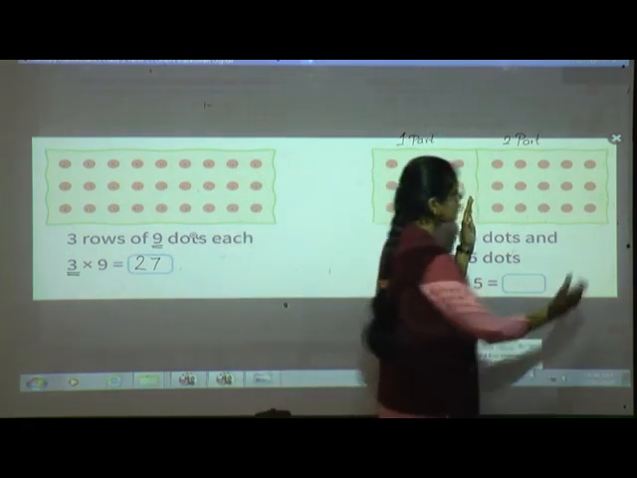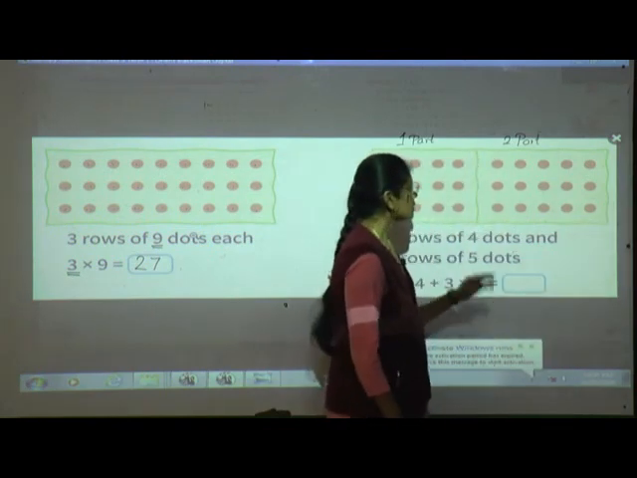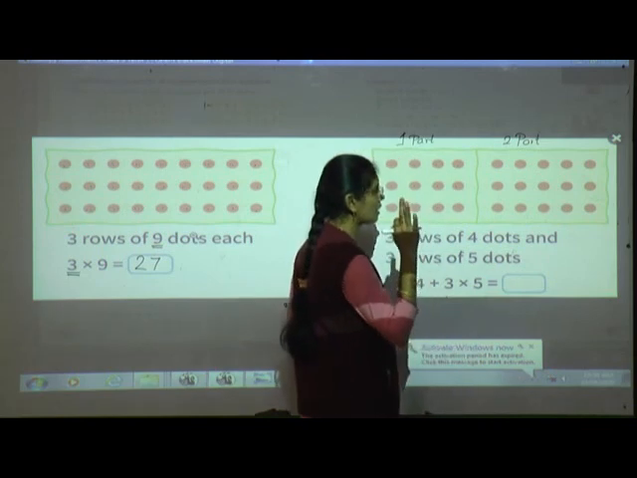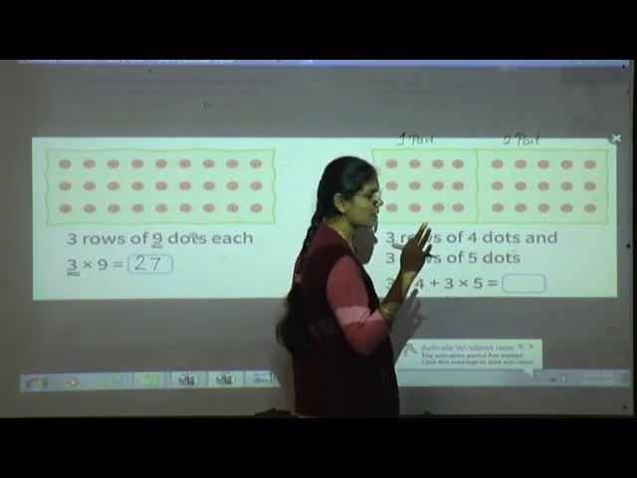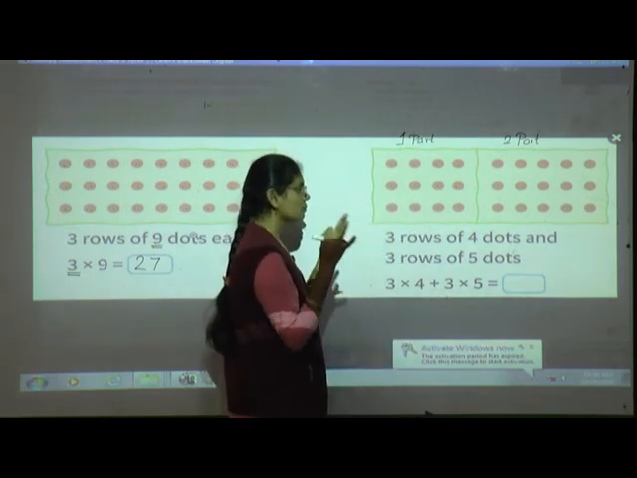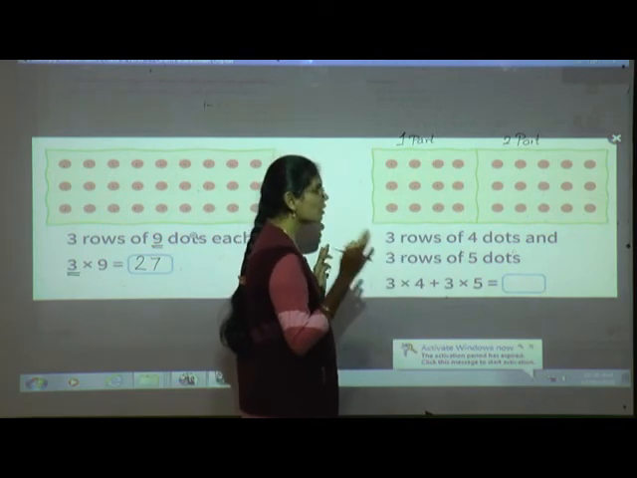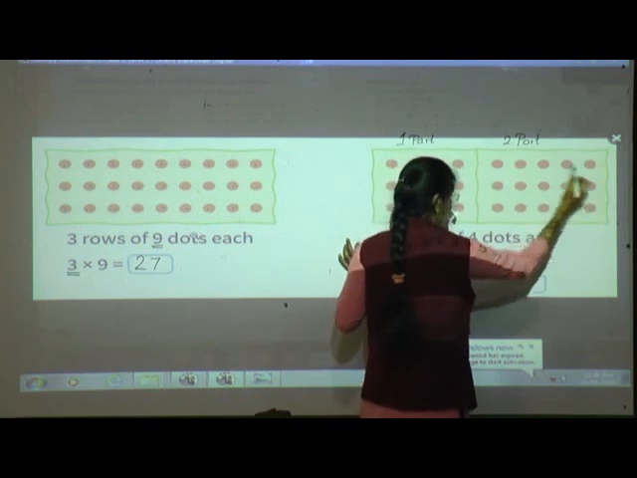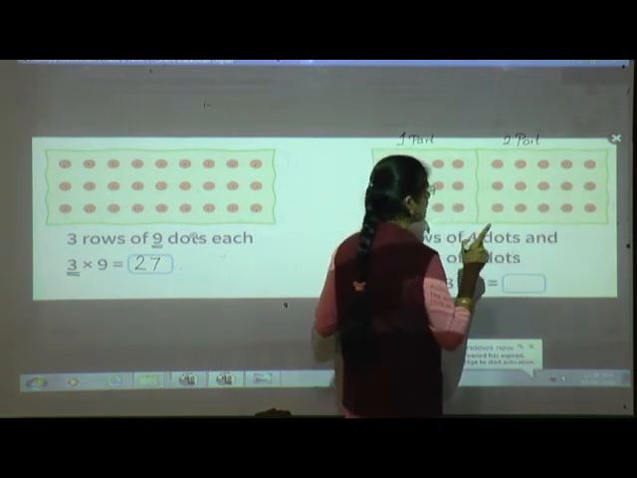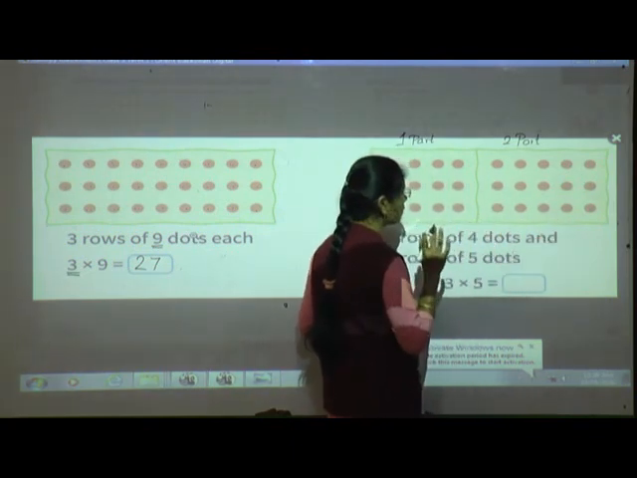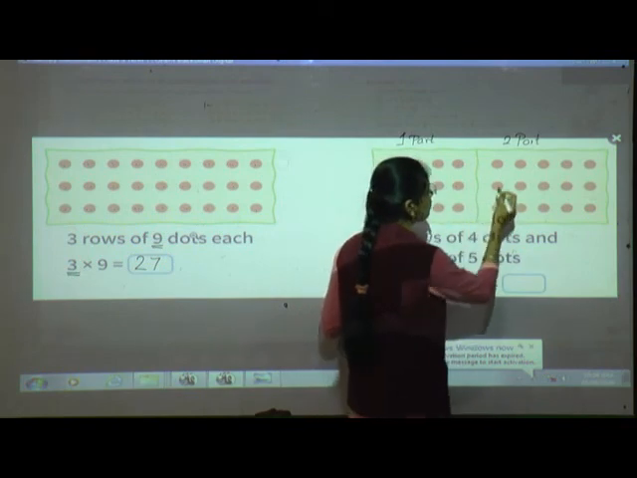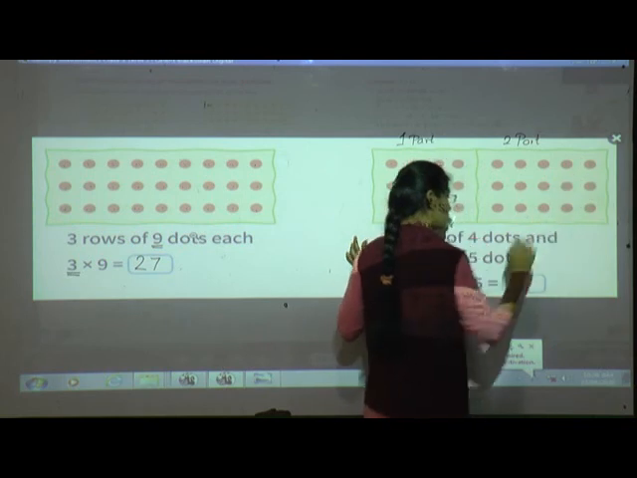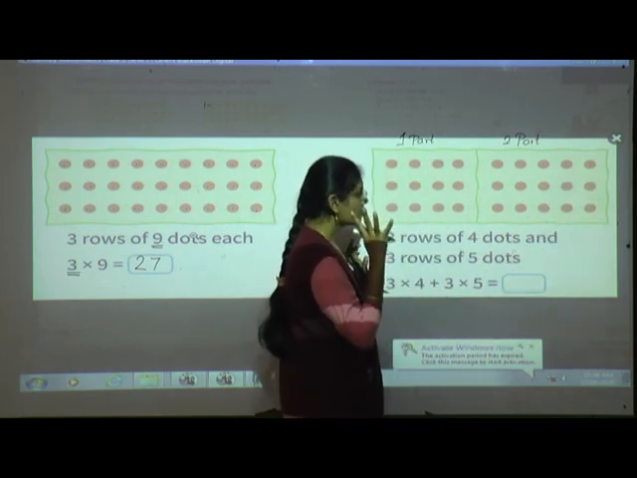Now we'll see the second part. How many rows can you see here? Yes, there are 3 rows. In the second part also there are 3 rows. Now we will count how many dots are there in each row. Now see the first row. The textbook is there in front of you, so you have to count how many dots are there. 1, 2, 3, 4, 5. In the first row there are 5 dots.